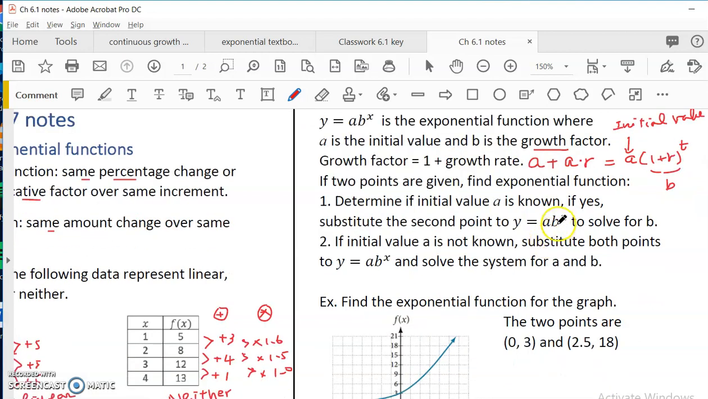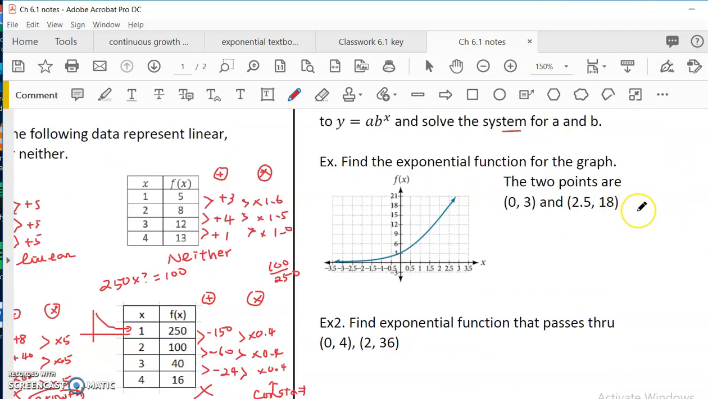So there are two cases where we can write this function. One is when the initial value a is given, then you write a, and then you use the second point to solve for b. If a is not given, but you have 2 points, x1, y1, x2, y2, then you plug into y equals a times b to the x and then solve the system. So we're going to illustrate how to do that.